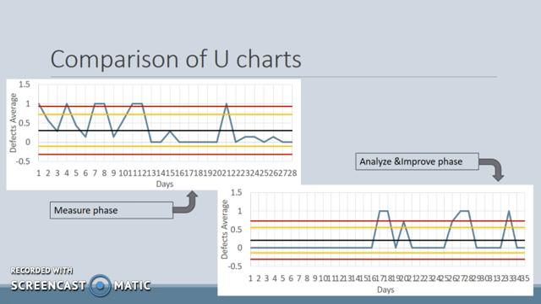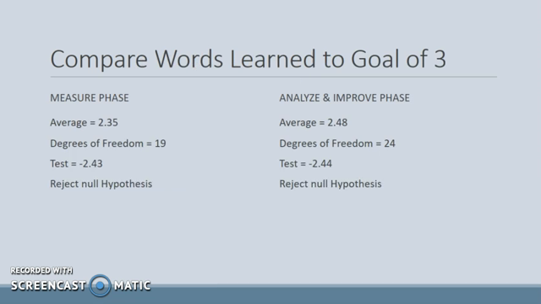And so this is a quick comparison of the two U-charts between the two different phases. As you can see, I improved in the Analyze and Improve phase. However, there are still improvements I can make. So because of this, the next step is I analyze with hypothesis testing how close I was to my goal for each of these phases. With this, I use two-tail testing with alpha being 0.05. And so this is the compare words learned.